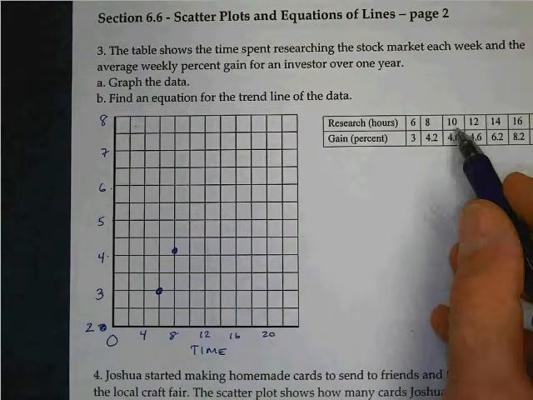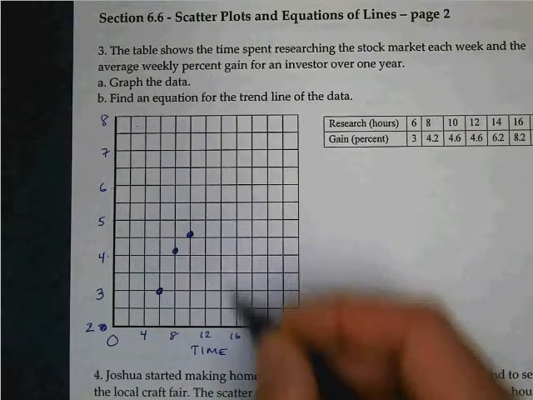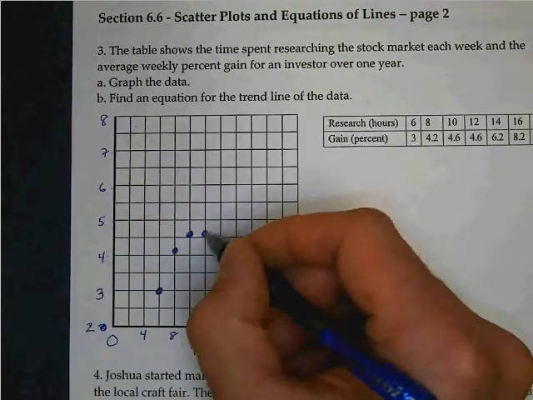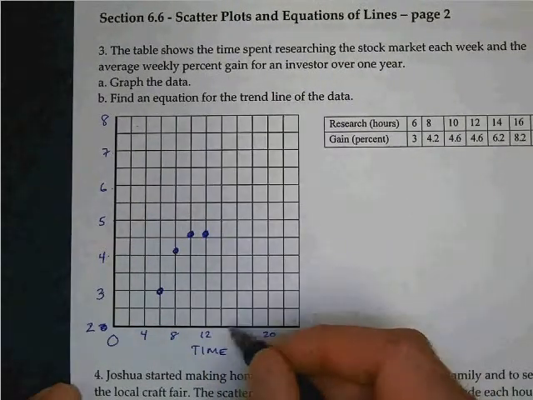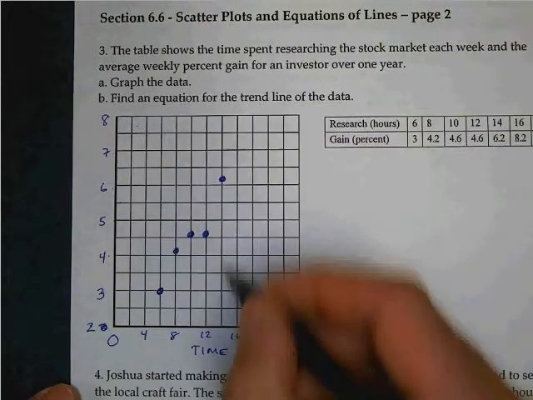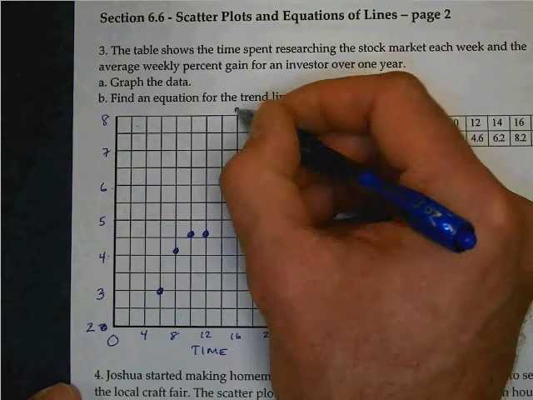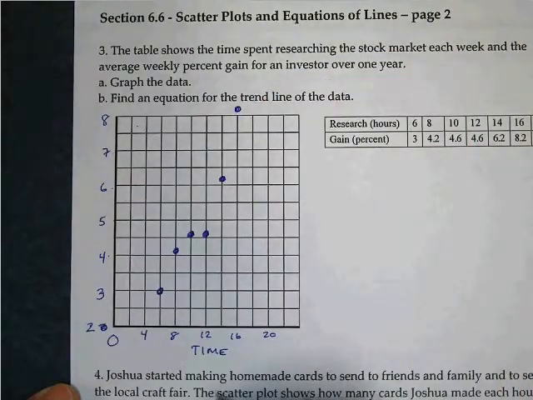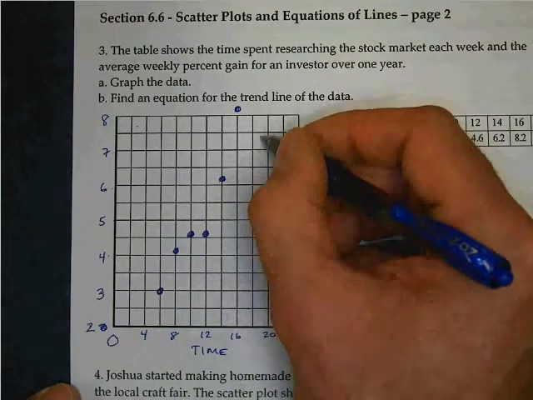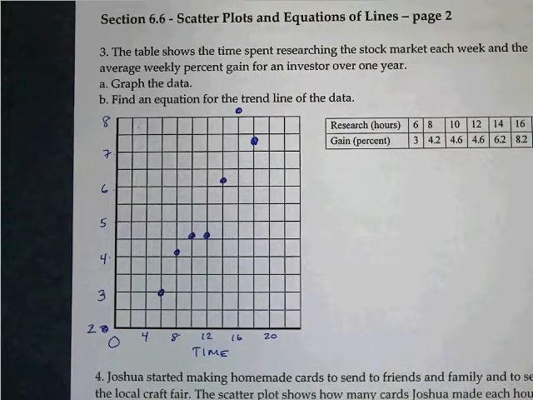Over to 10 hours and up to 4.6. 12 hours and 4.6. 14 hours and 6.2. 16 hours and 8.2. And 18 hours and 7.4. Does this graph look to be much steeper?